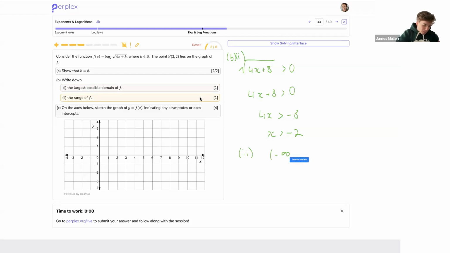And then the maximum value is going to be, well, as x goes to infinity, 4x plus 8 is going to approach infinity. The square root of that is also going to approach infinity. So that is also going to go to infinity. Okay, so my range should be negative infinity to infinity.